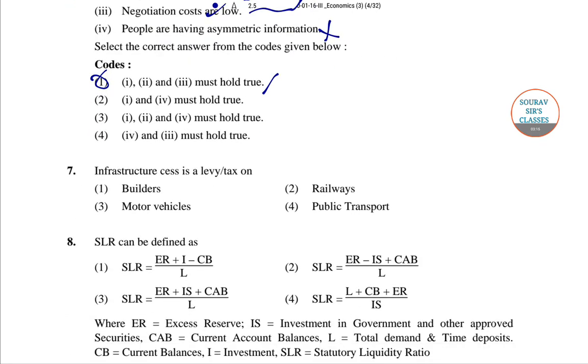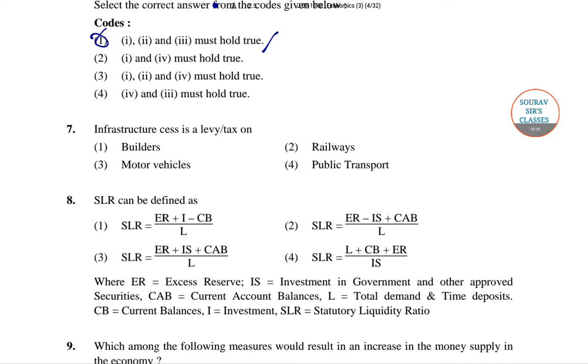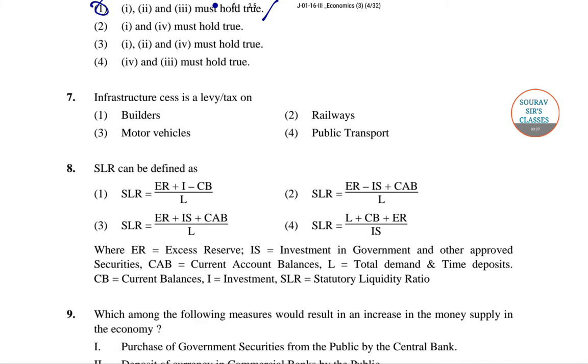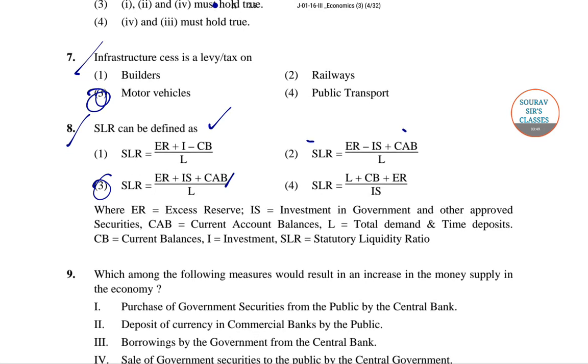Now we'll go to the next question, which is question number 7. In question number 7 it is given, infrastructure cess is a tax on. 4 options are given: builders, railways, motor vehicles, and public transport. Out of these 4 options we know the right option would be option 3, that is motor vehicles. Now the next question would be question number 8. In question number 8 it is given, SLR can be defined as, 4 options are given. We know it will be ER plus IS plus CAB divided by L. So option 3 is the right answer.